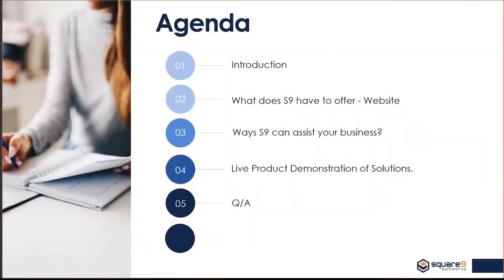So what I want to do real quick is go through the agenda. Over the 30 to 40 minutes, we're going to go through the introduction, who I am, Square9, and the website a little bit. What does Square9 have to offer? What does Carlyle have to offer to you? Who partners with Carlyle? How can Carlyle and Square9 assist with those business needs? We'll talk about real-world situations, and then I'm going to go through a live demonstration of some of the product sets, features and functionality that we've talked about.